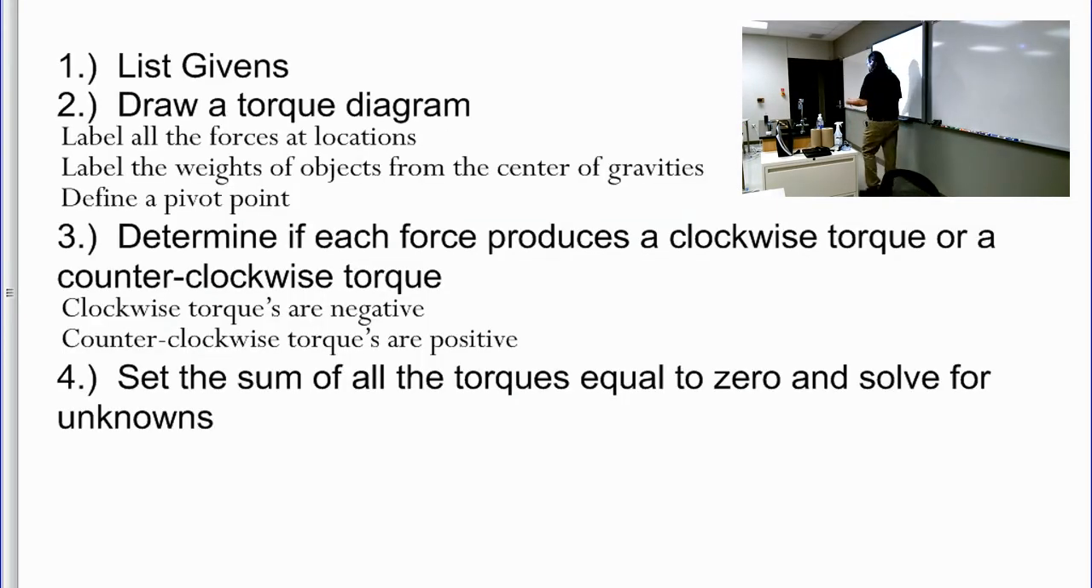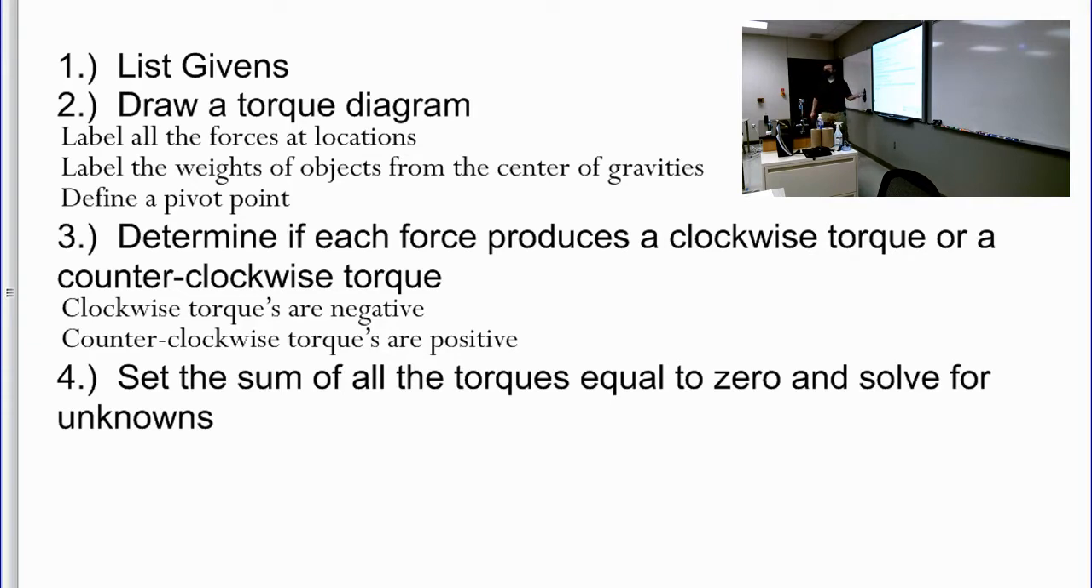Okay, now obviously that problem is just kind of a thinking problem, but if we want to solve a problem, we need some numbers and so forth. So anyways, how to solve a typical torque problem. 1, list what's given to you or find out what's given to you in the problem. 2, draw a torque diagram. Now, this is one of the most important parts of a torque problem, to actually get yourself a diagram.